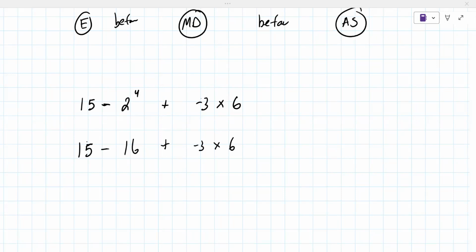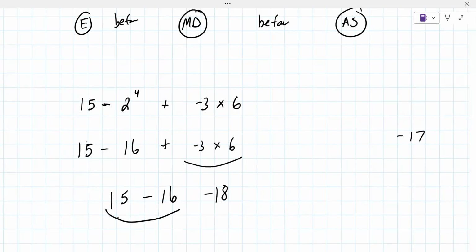-17. Okay, so your answer is -17. So what is -3 times 6? -18. Then you have 15 minus 16. So when you get it down to just addition and subtraction, or multiplication and division, you do it in order, left to right. So what is 15 minus 16?